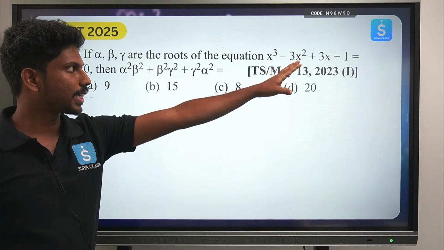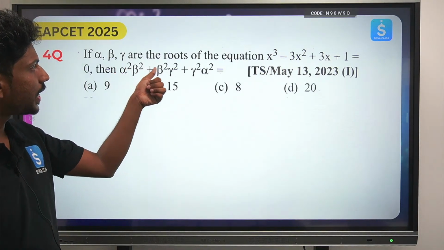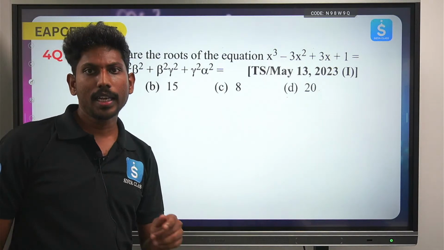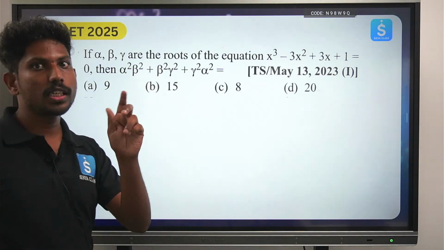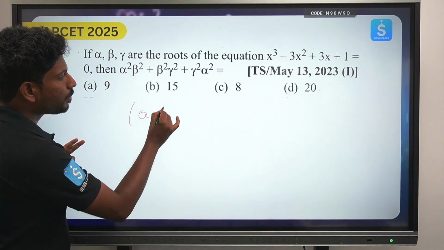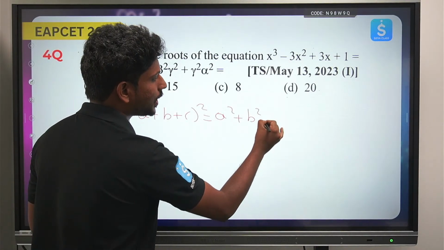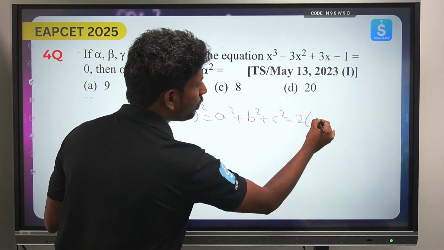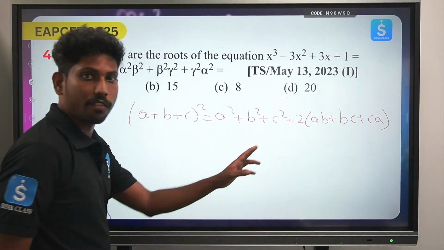We have x cube minus 3x square plus 3x plus 1 equals 0. He is asking for alpha square beta gamma square and gamma alpha square. Here we are trying to use something; there is a small hint, we can smell this formula. That is nothing but (a plus b plus c) whole square. What is this? It is nothing but a square plus b square plus c square plus 2(ab plus bc plus ca), right? So this is the direct formula that you already know from the theory of equations.